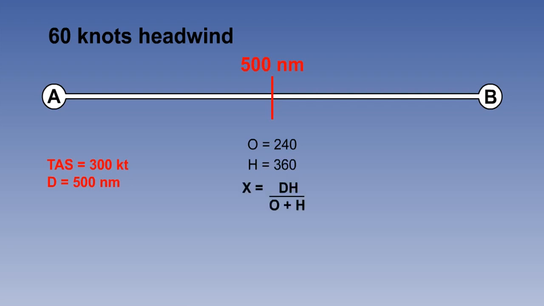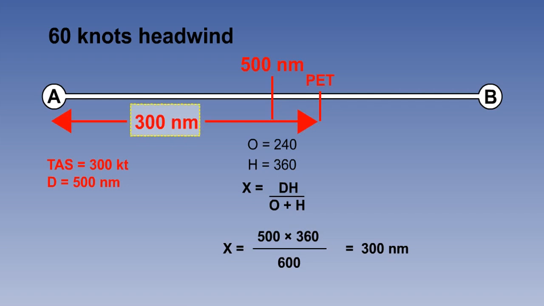We substituted into the equation x equals d times h over O plus h and calculated x to be 300 nautical miles. This gave us a distance of 300 nautical miles from the departure airfield to the point of equal time.